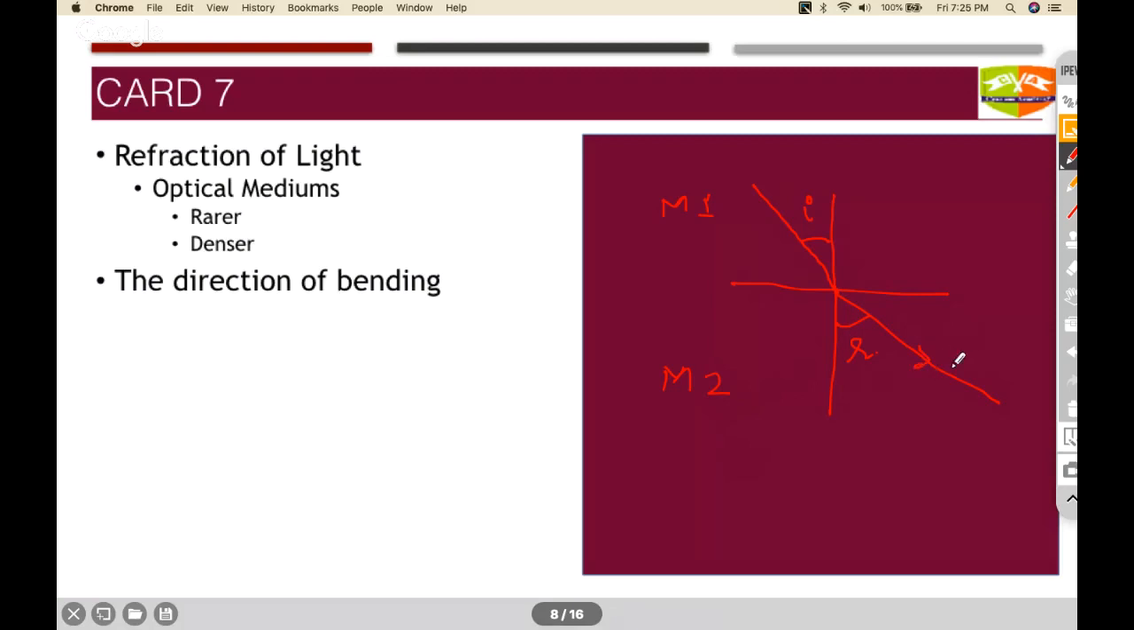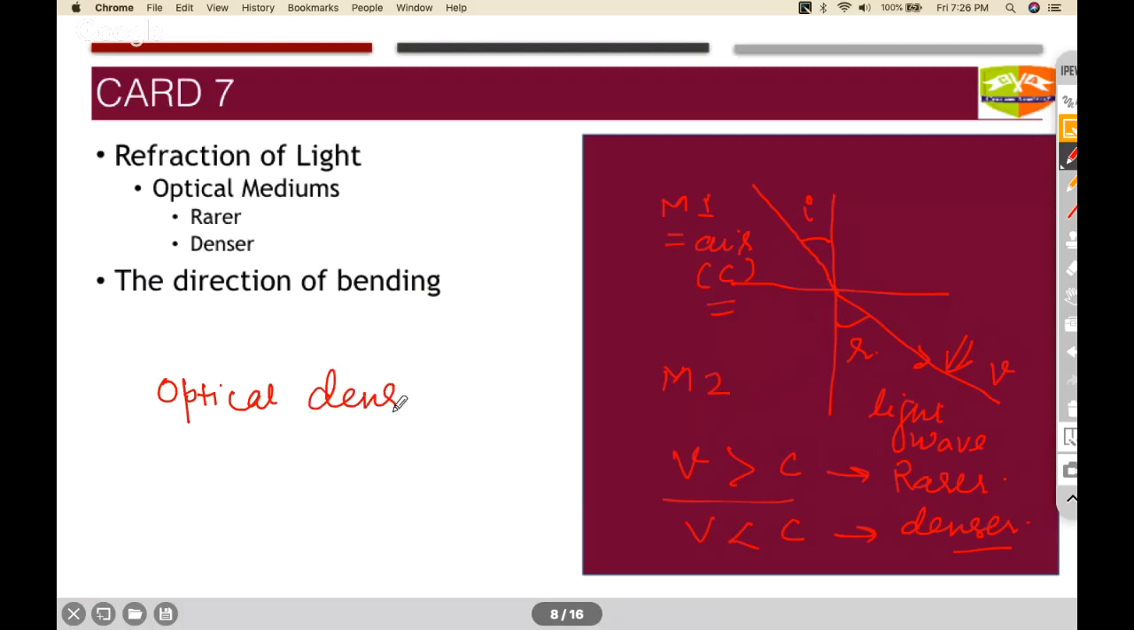Now suppose the speed of this particular light wave is v, and suppose medium 1 I am assuming to be air, and in air the speed of light is denoted by c. So if v is greater than c, this is a rarer medium, and if v is lesser than c, that is a denser medium. Now always remember that optical density is different from the normal density that we discuss.